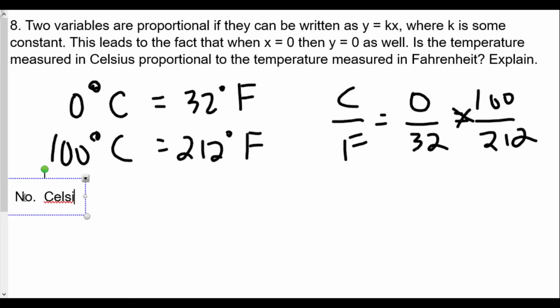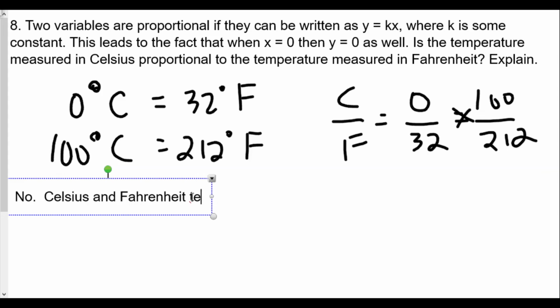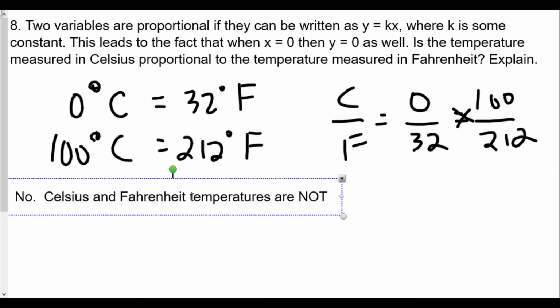Celsius. Oh man, Celsius and Fahrenheit. I've got to spell that here. Fahrenheit. Okay, oh, I forgot the H here. Spelling is terrible, sorry about that, ladies and gentlemen. Oops, not capital H. Okay. Celsius and Fahrenheit temperatures are not proportional to each other.